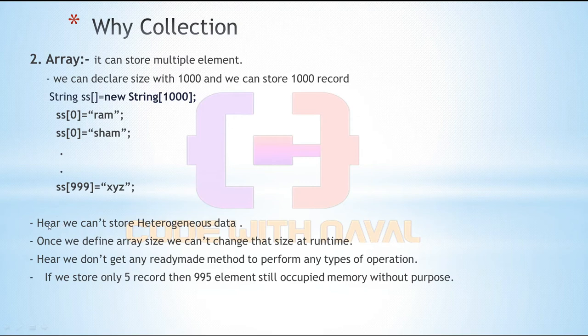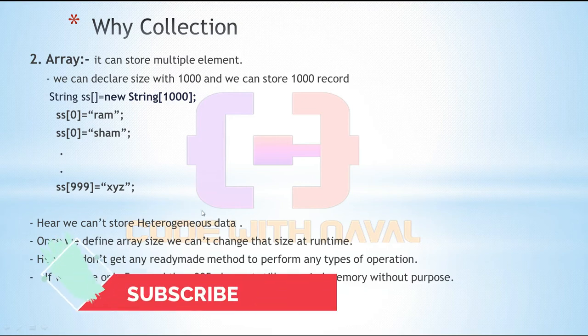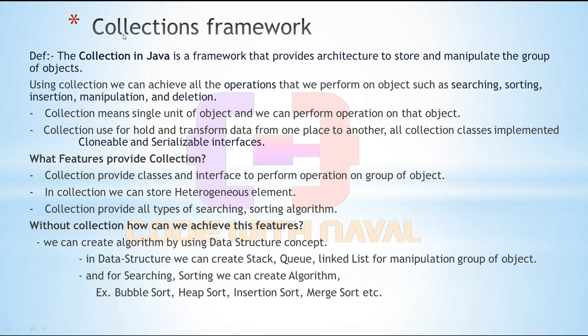Arrays don't support heterogeneous elements. First thing, once we define a size, we can't change the array size. Second thing, arrays don't provide any readymade methods. Third thing, once we define a size, we can't change it. That's why if only 5 elements are occupied, then 995 elements occupy memory without any purpose, and the array doesn't release that memory. So this is the drawback. Now finally, let's discuss the collection framework.